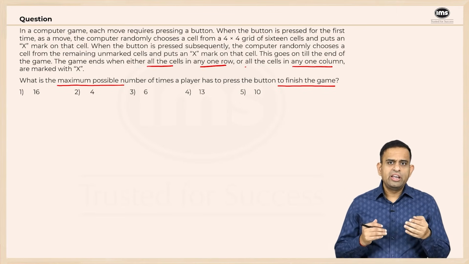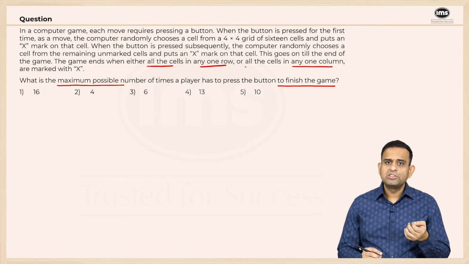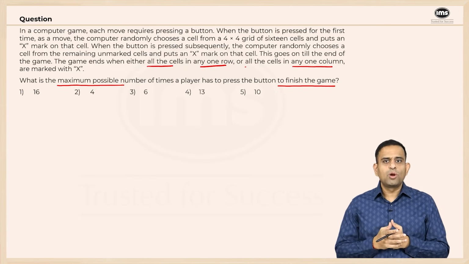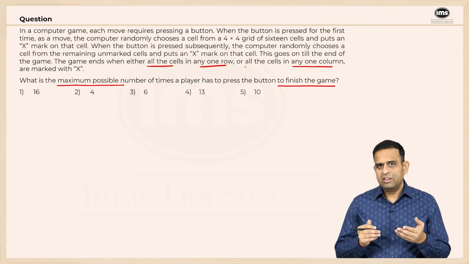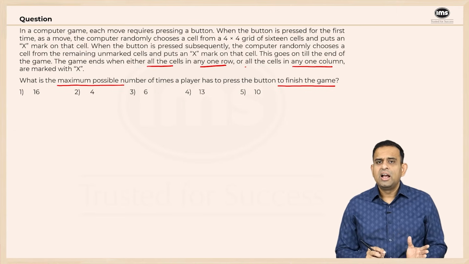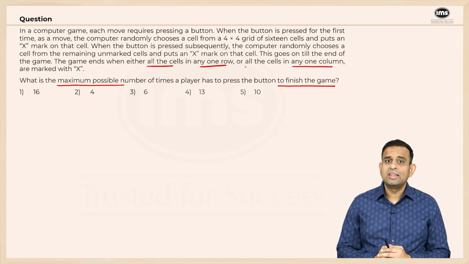As we know, a game is going to be over the moment we have 4 X's in a particular row. So what is the maximum number of X's I can put in a particular row such that the game doesn't end? And the answer would be 3.